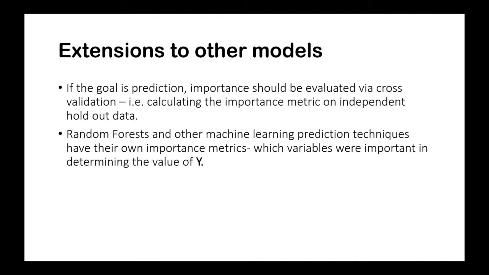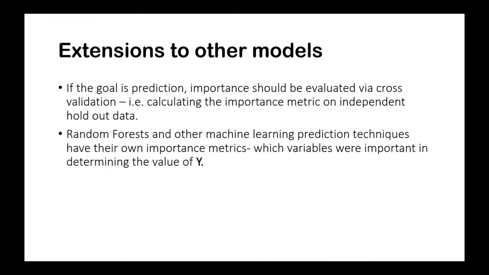And this is my last slide. I thought that I should say something about prediction, just because if your goal is prediction, the importance needs to be evaluated via cross-validation. So if your goal is to say which variable is more important for predicting y, then you should calculate the importance metric on independent holdout data. You can still use the same concepts as before, but you need to be holding out data, splitting your sample into test and training to evaluate how well it can predict.